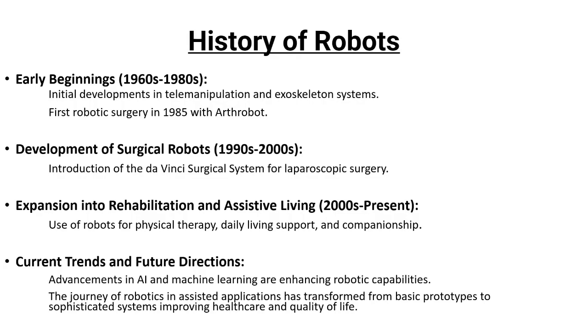The history of robotics. From the early 60s to 80s, the initial development of telemanipulation and exoskeleton systems. The first robotic surgery was done in 1985 with the Arthrobot, which developed surgical robots. Then came the introduction of the Da Vinci surgical system for laparoscopic surgery, and the expansion into rehabilitation and assisted living.